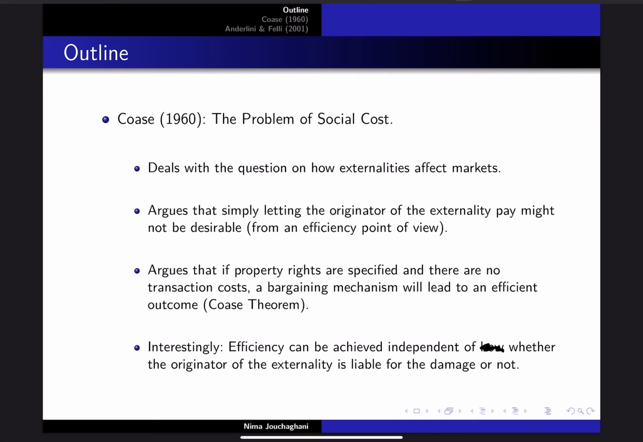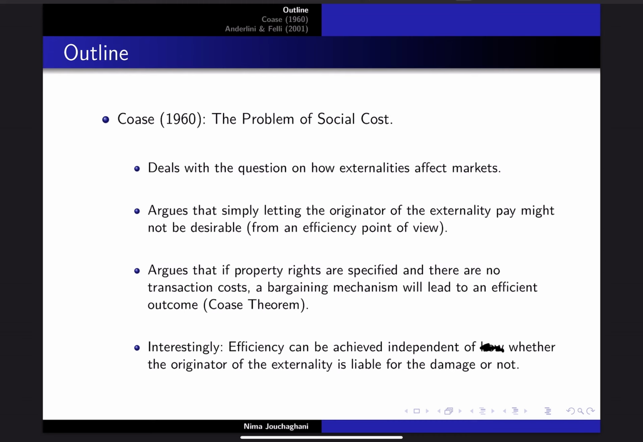Efficiency can be achieved independent of whether the originator of the externality is liable for the damage or not. So this basically means that we can attain efficiency in two ways. Either the party which is exposing this negative externality compensates the damaged party by paying it for the damage it is causing, or the party which is damaged could actually pay the damaging party in order to avoid the externality. And the interesting thing of this theorem is that it doesn't matter in terms of efficiency. And we will see later in the slides why this is the case.